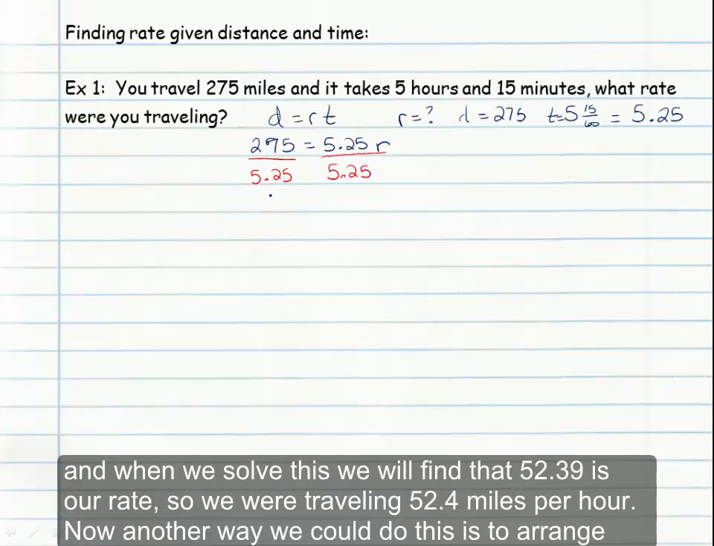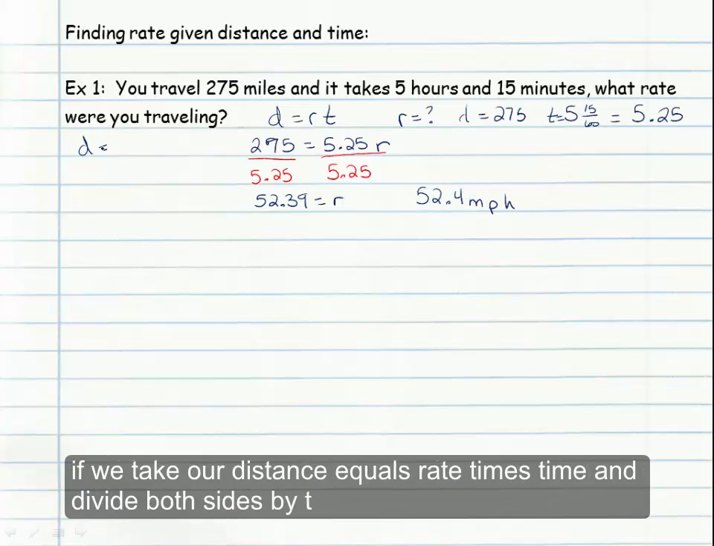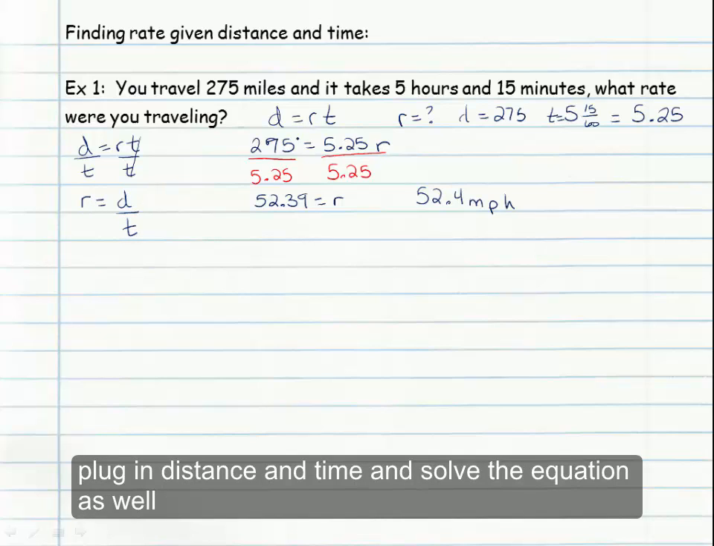And when we solve this, we will find that 52.39 is our rate. So we were traveling 52.4 miles per hour. Now another way we could do this is to arrange this before we actually plug in the numbers. If we take our distance equals rate times time and divide both sides by t, our t's will cancel and we can get that r is equal to distance divided by time. So you could plug in distance and time, and solve the equation as well.